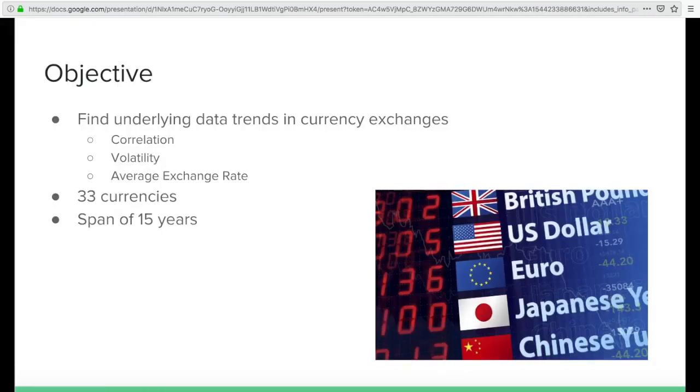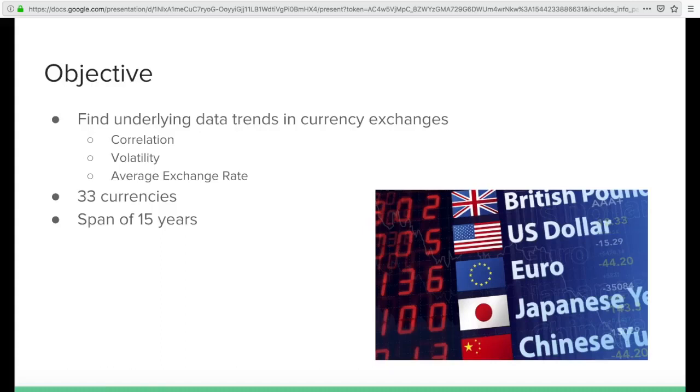So the purpose of this project is to find underlying data trends in currency exchanges. One example is correlation, which is basically: does an increase in the rate between dollars and euros correlate to an increase in pounds and yen, or a decrease? And so the program would put out a number that represented this, negative meaning that an increase corresponds to a decrease in the other exchange, and positive meaning that an increase corresponds to an increase. A rate of 0 would mean that it doesn't have an effect.